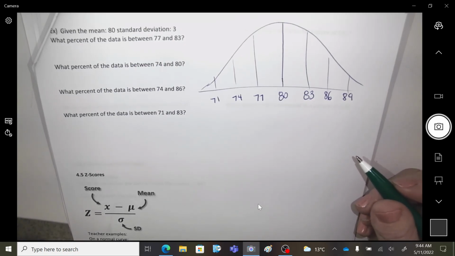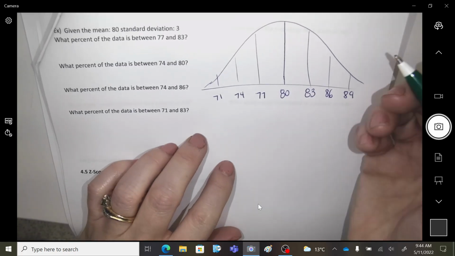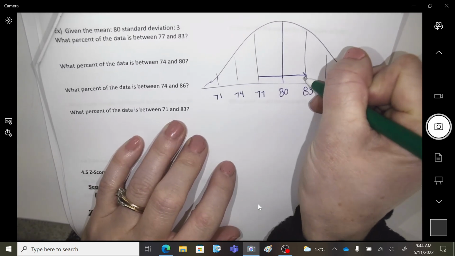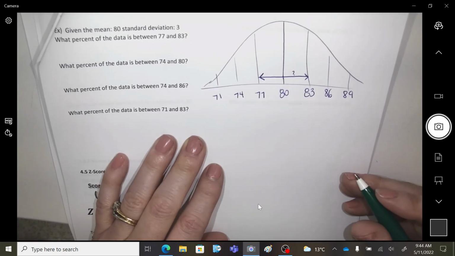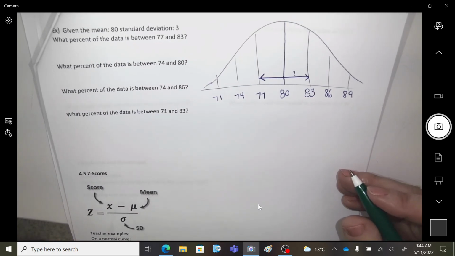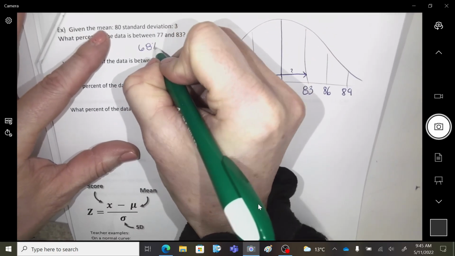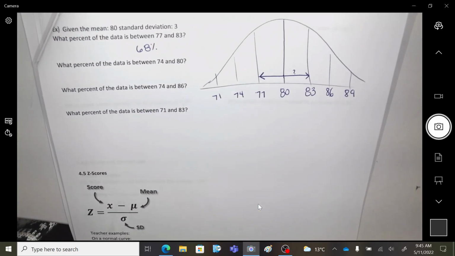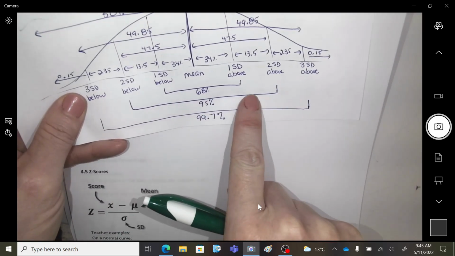Okay, here are our questions. What percent of the data is between 77 and 83? That's my first question. How much of the data is between that? Do you remember the chart? Do you have a number on that one? So that should be 68%. Did we get that from looking? So between 1 below and 1 above.